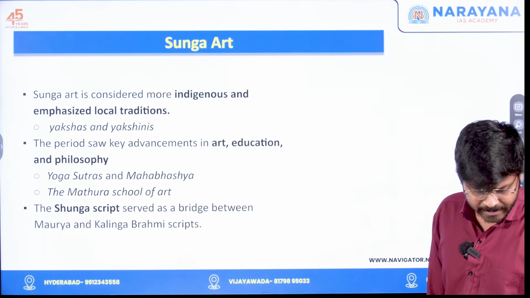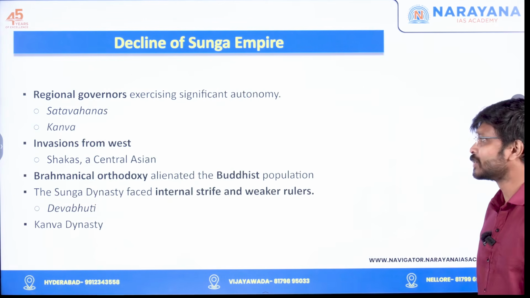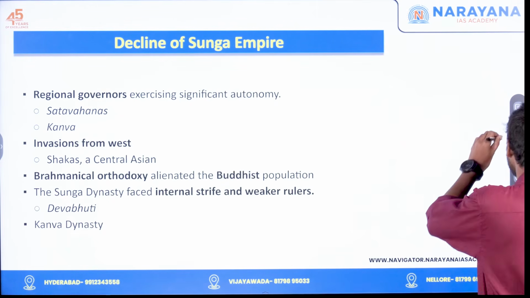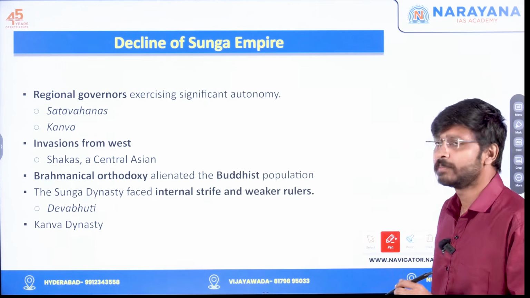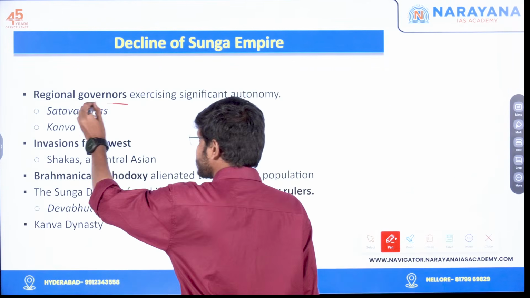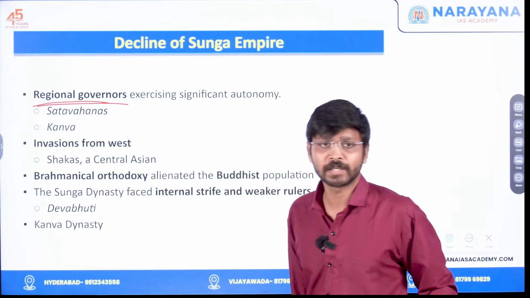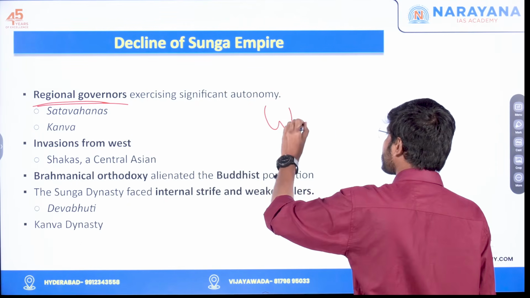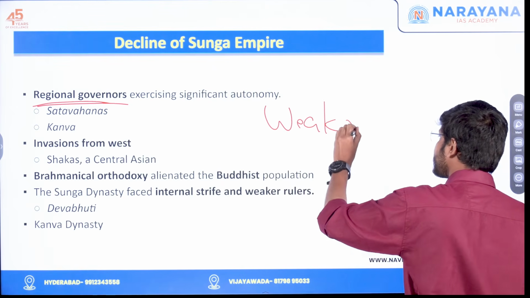Alright, next, let's see what led to the decline of this Sunga Empire. Again, here also the regional governors became very powerful. Why did the regional governors become powerful? Because of weak rulers or weak successors.